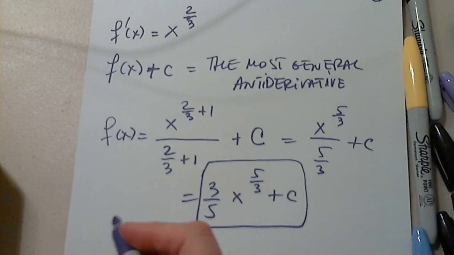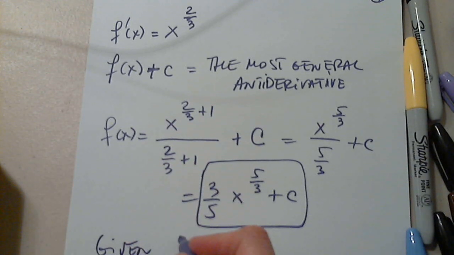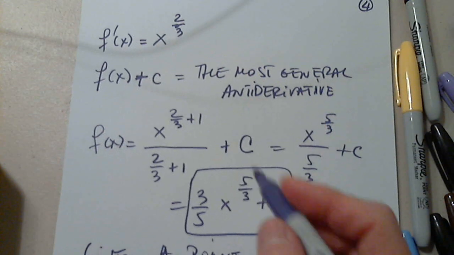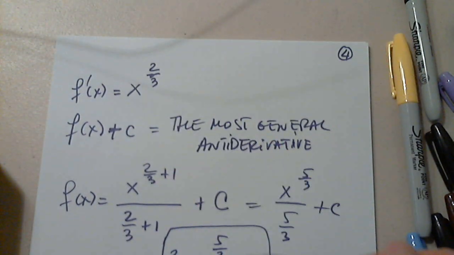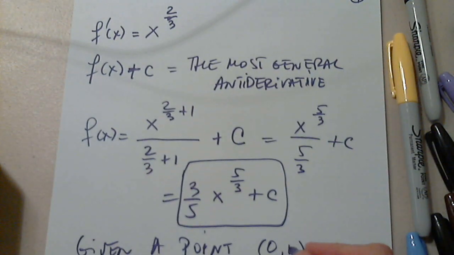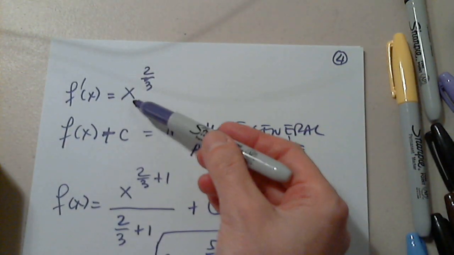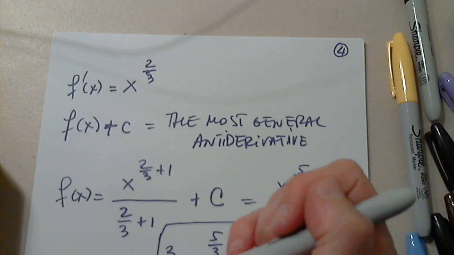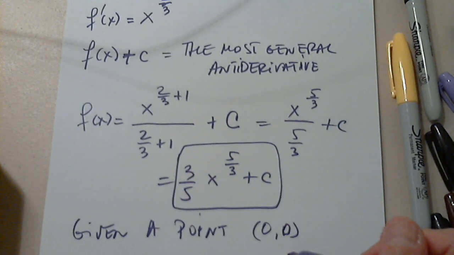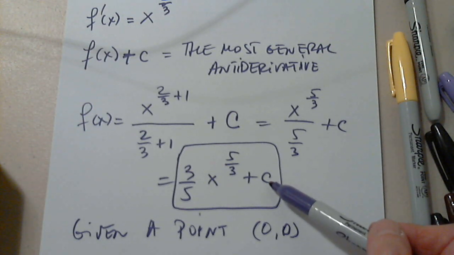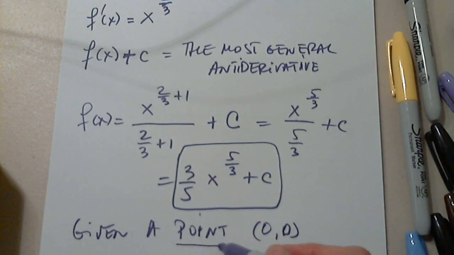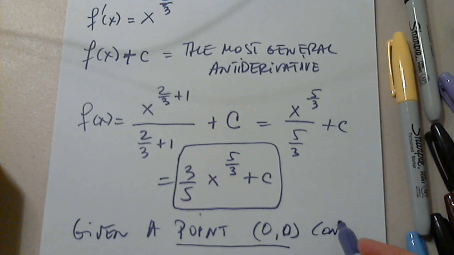Now, if I am given a point, let's say for this function 0, 1. Is this a point of this function? Yes. When x is 0, y is 0. So, can I determine a specific c? Yes. If I am given a point or a condition, we call it initial condition.